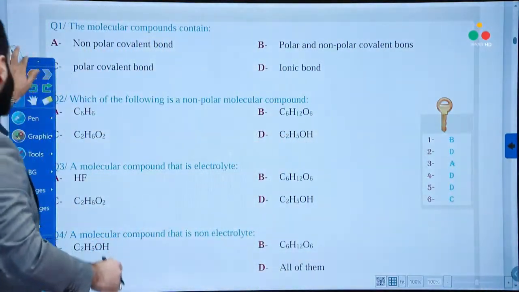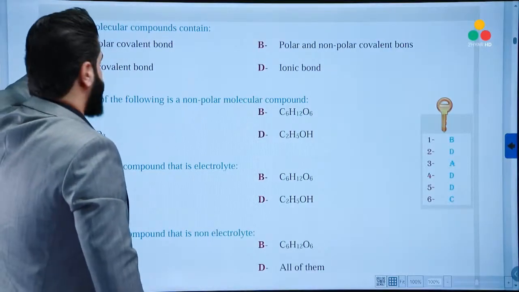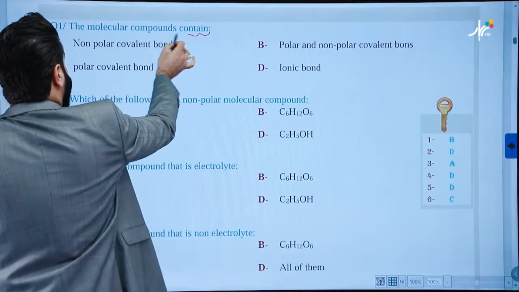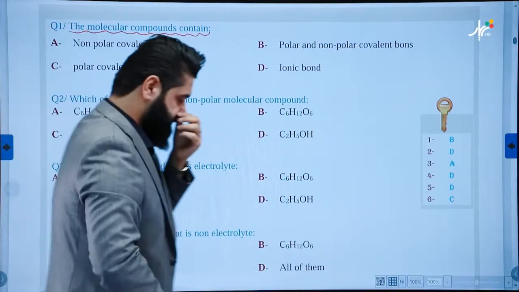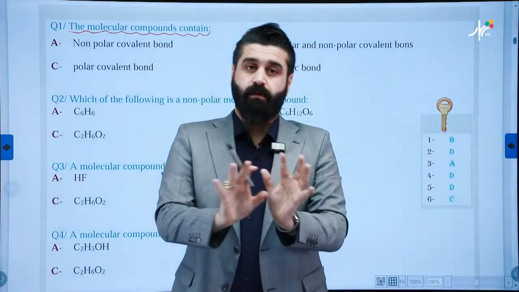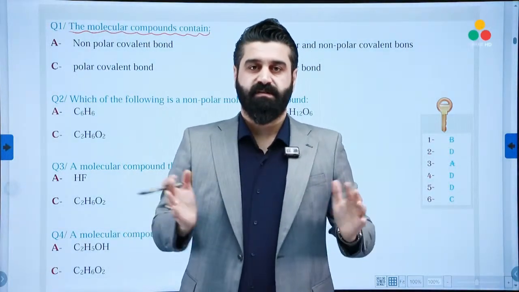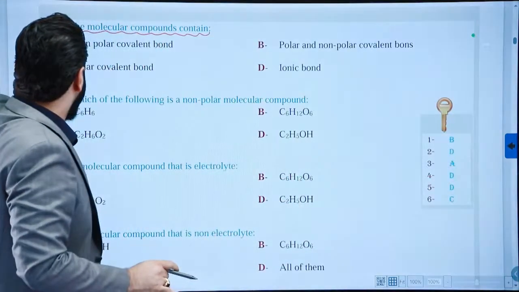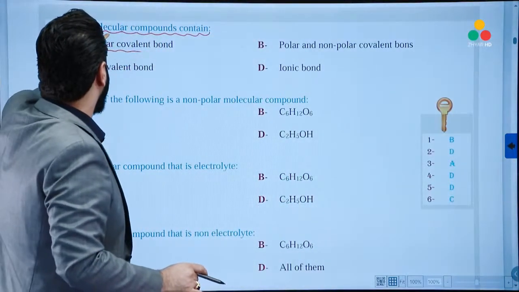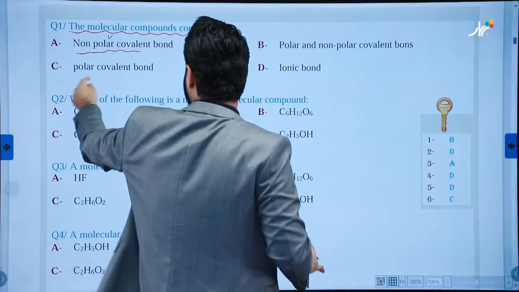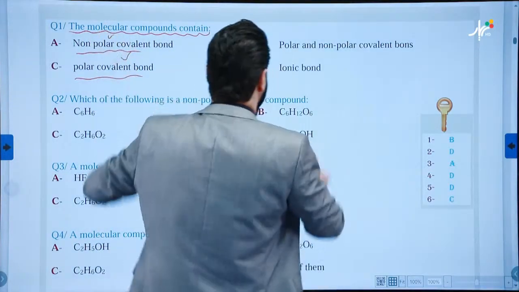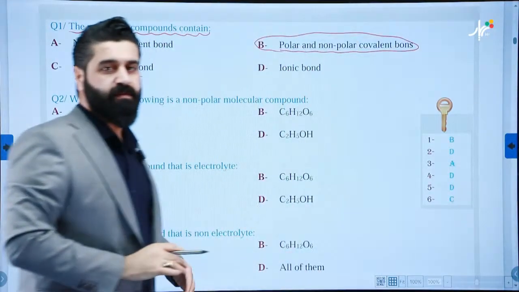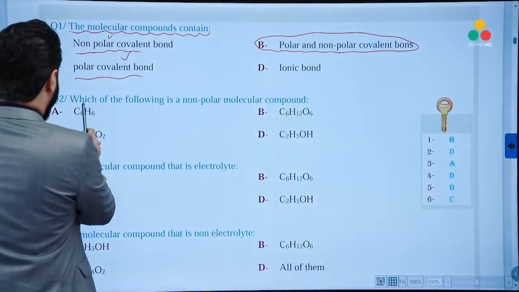Look. The most delicious thing, yeah, really. The molecular compounds contain... look. About the molecular compounds, are they polar or non-polar, or can be both? Some of them are polar, some of them are non-polar. Non-polar covalent bond? True. Polar covalent bond? True. But we have both. So polar and non-polar covalent bonds are present in the molecular compounds. True.